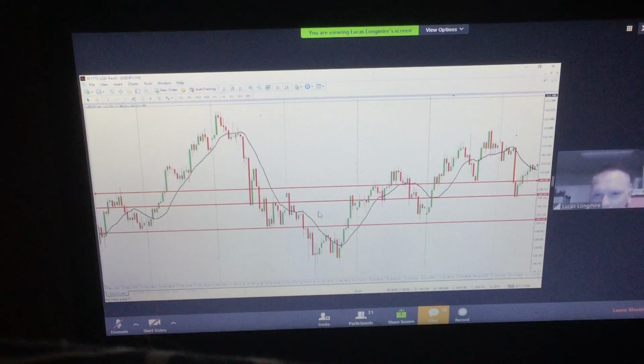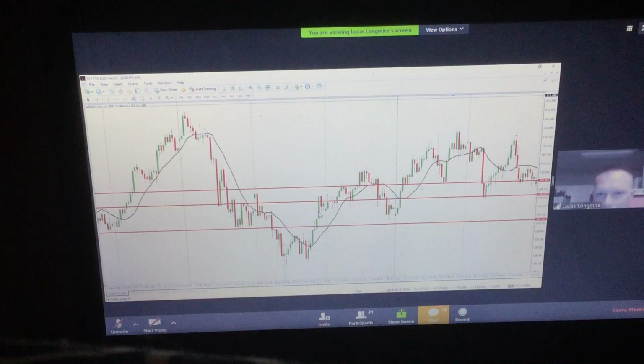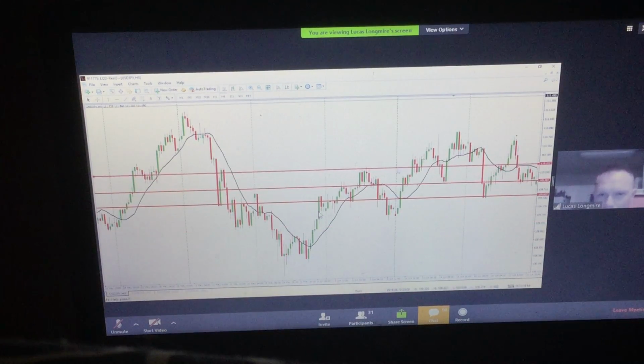Just sloppy head and shoulders. Off your shoulder, head, small shoulder. Boom, boom. Right? 30 pips. I don't like gaps, like I mentioned. Right? So let's adjust this. Let's do this one up here.